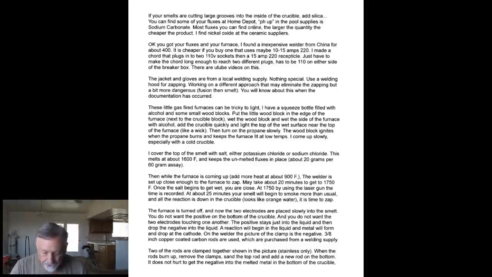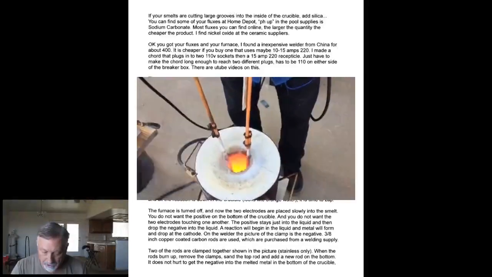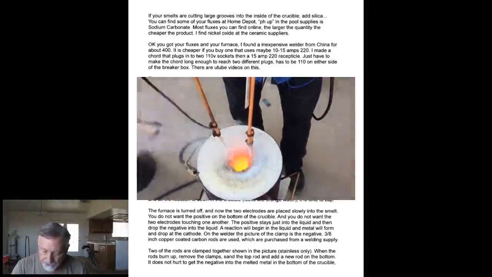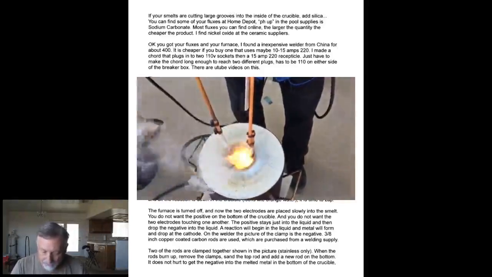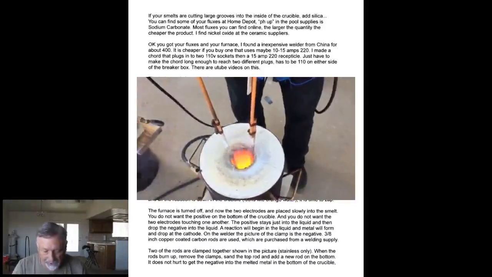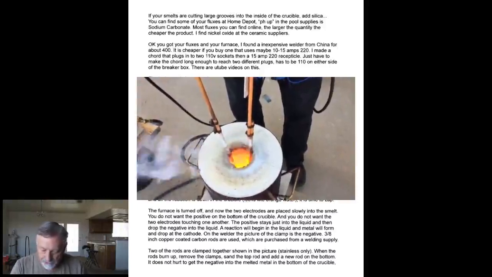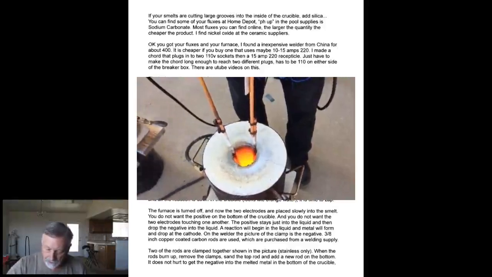The furnace is turned off, and now the two electrodes are placed slowly into the smelt. You do not want the positive on the bottom of the crucible, and you do not want the two electrodes touching one another. The positive stays just into the liquid, and then drop the negative into the liquid. A reaction will begin in the liquid, and metal will form and drop at the cathode or the negative. On the welder, the picture of the clamp is the negative. When you look on the welder, it's got a little picture of a clamp.